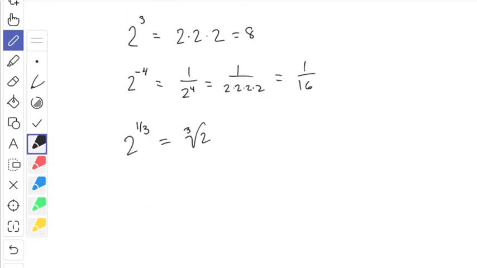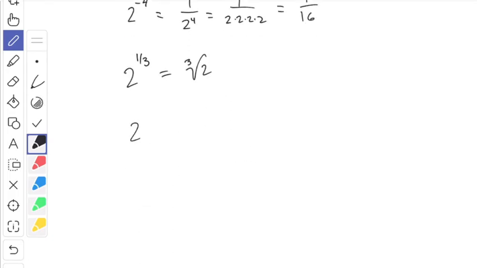What about some other fraction? How about 2 to the 5/6? What does that mean? Does that mean anything?